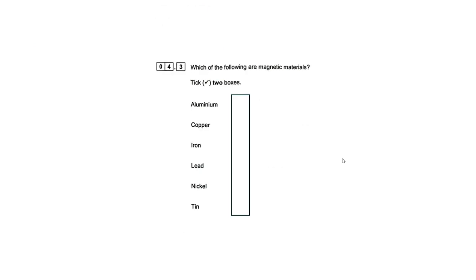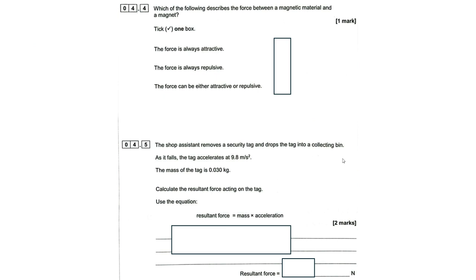Then, which of the following are magnetic materials? So not aluminium, not copper, iron, yes, lead, no, nickel, yes, tin, no. So you had to tick 2 boxes, and remember you can add somewhere that cobalt is the third one. FeNiCo. Next, 4.4. Which of the following describes the force between a magnetic material and a magnet? So if it's magnetic, it's always attractive. The force can be either attractive or repulsive between two permanent magnets. So remember, north and south attract, north and north repel, south and south repel.